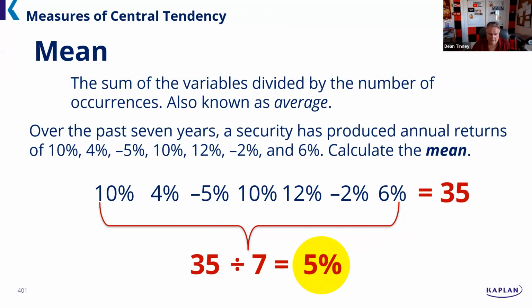So if we take 10 plus 4 minus 5, I do it as I go, but you have a calculator, 10 plus 4 is 14, minus 5 is 9, plus 10 is 19, plus 12 is 31, minus 6 is 25, plus 6 is 31... and that's how you get that. You get 35.